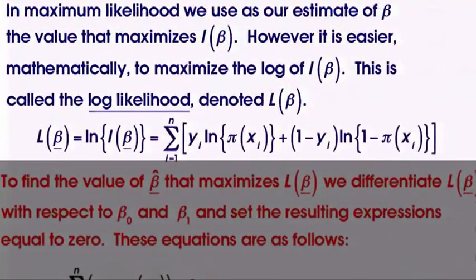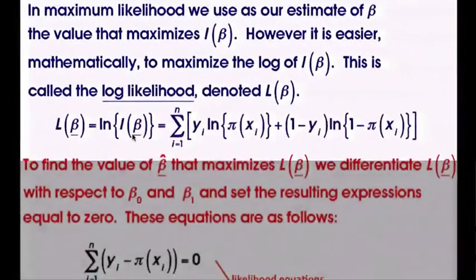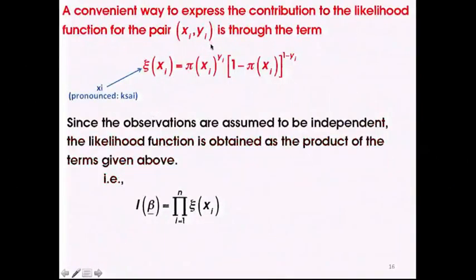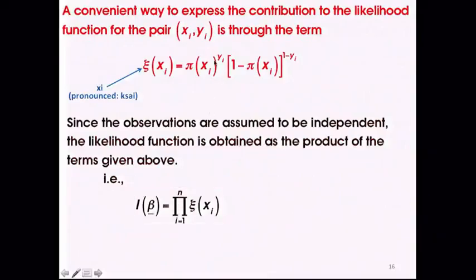So in maximum likelihood, we use as our estimate of the betas the value that maximizes the likelihood function. However, as I said before, it's easier mathematically to maximize the log of the likelihood function, and that's called the log likelihood, denoted capital L of beta. If we go back, notice that the product becomes a sum when you take the log, and then the exponent comes down, so it's going to be yi times the log of pi xi, plus 1 minus yi times the log of 1 minus pi xi.